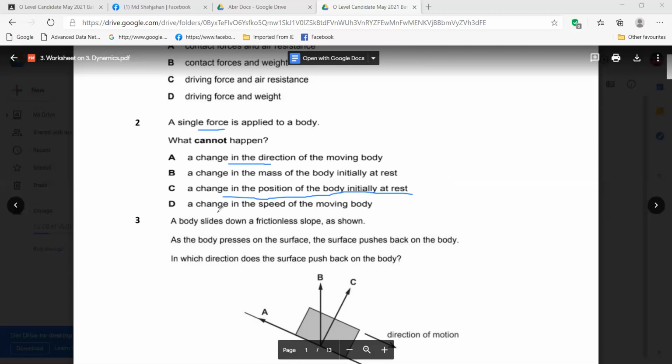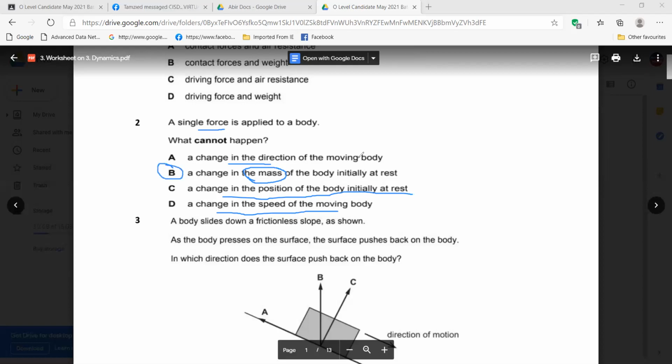Then again the same thing, a change in the speed, right? Yes, sir. So these three are happening if you apply force, but the mass always remains constant, a change in the mass of the body initially at rest. Mass always will be constant, right? Anywhere, everywhere. So what should be the answer? B. Yes, B. So you got it.